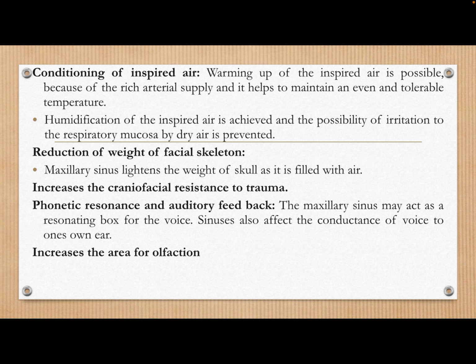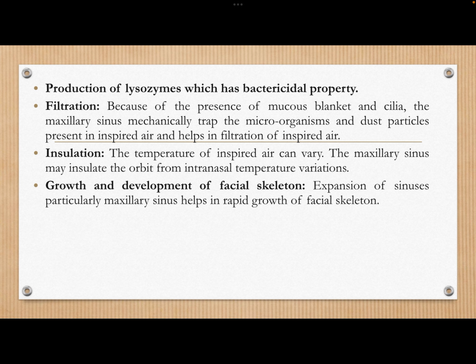Phonetic resonance and auditory feedback. The maxillary sinus may act as a resonating box for the voice, and sinuses also affect the conductance of voice to one's own ear, and it increases the area for olfaction. Production of lysozymes, which has bactericidal properties.